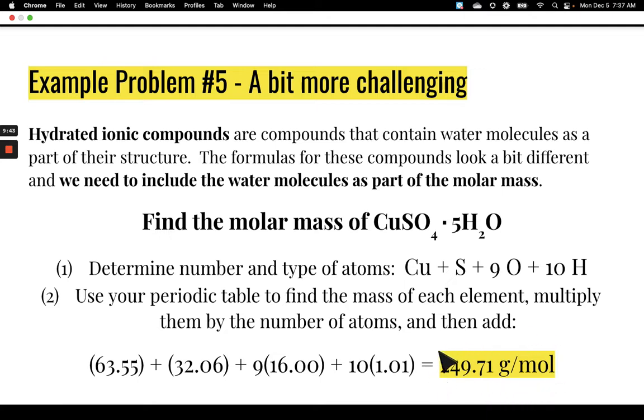I think on the exit ticket you're going to be doing, you're going to need this molar mass. So you might want to circle this so when you get to the exit ticket, you know this is the molar mass you're going to use.